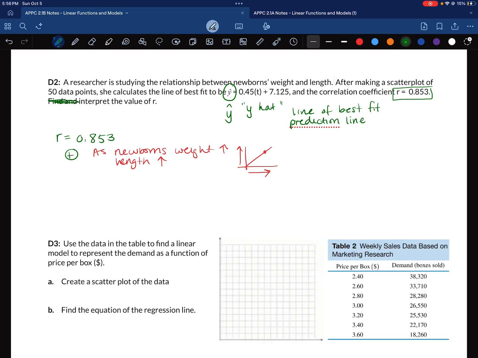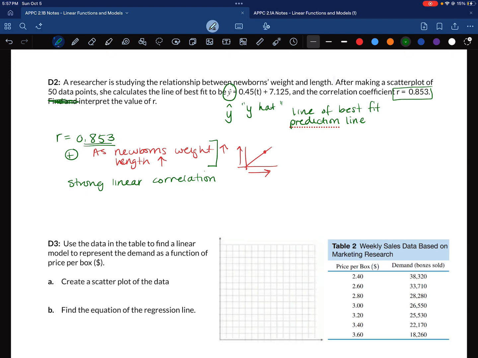The other thing that I know, because this value is pretty close to 1, right, is that this is a strong linear correlation. In other words, these two things are pretty strongly tied together. One is probably a pretty decent predictor of the other one. And that should make sense to you, right? If you have a really long baby, they're probably going to weigh more than a really short baby.